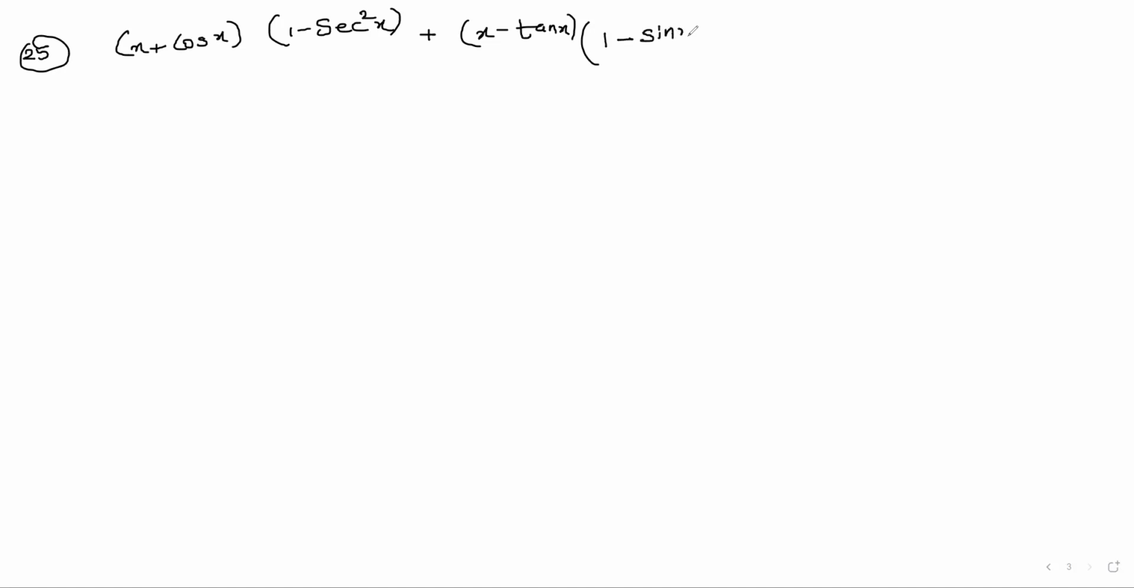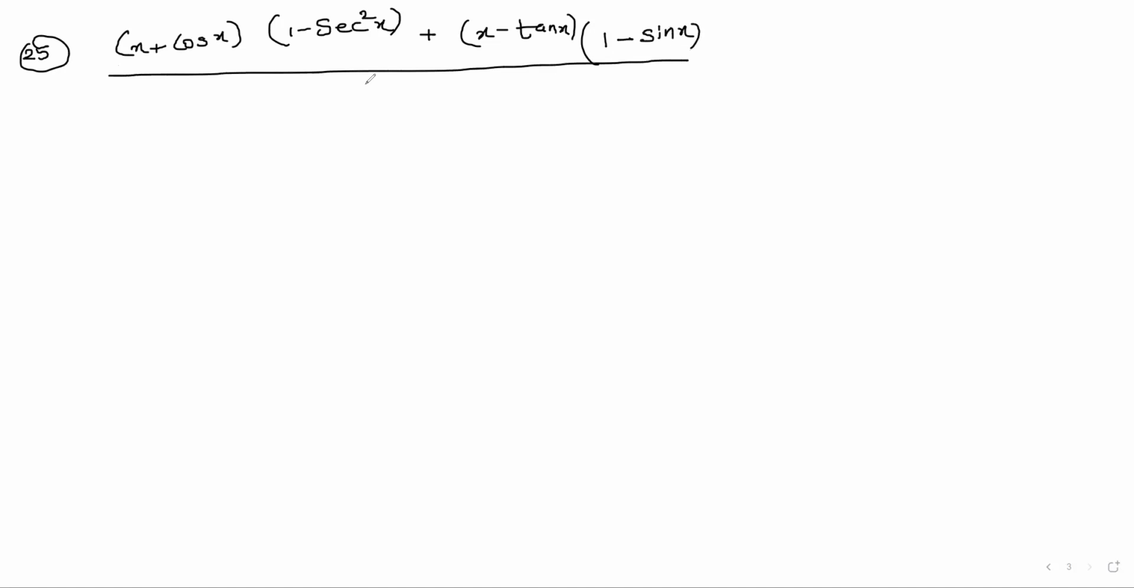Next question 25th. First function as it is. We will differentiate the second one. The derivative of the second will be 1 minus sec square. Noma, this is correct. Then x minus tan x as it is. Then differentiate the x plus cos x. 1 minus sin x, very good.